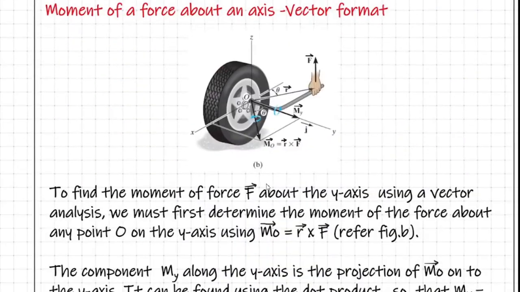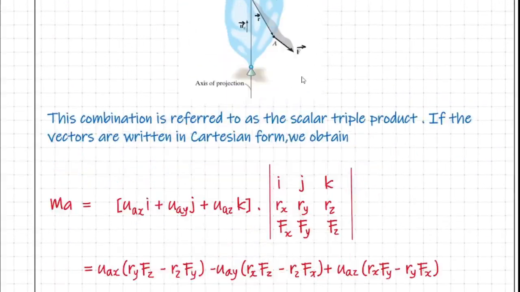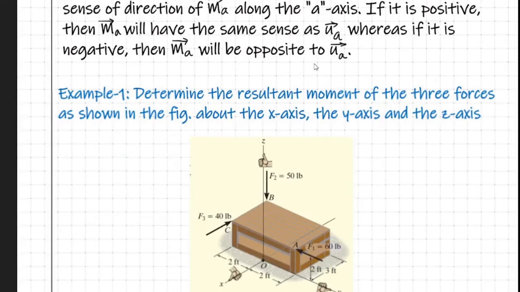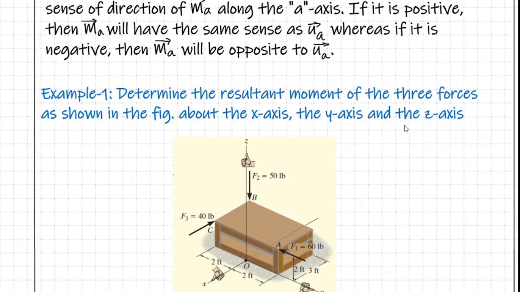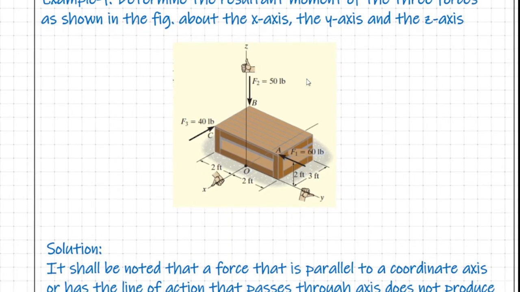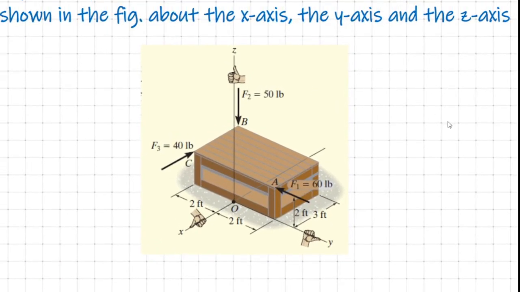So let me illustrate the computation of the moment of a force about an axis in the scalar format using one very simple example. It is a very simple example, but it will give you some additional details, and you can note down some observations from every solved example. Let me first read this example 1. It says, determine the resultant moment of the three forces as shown in the figure about the x-axis, y-axis and the z-axis.